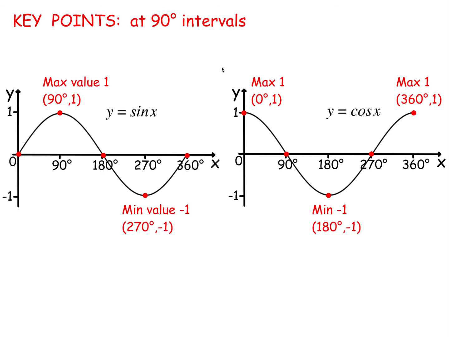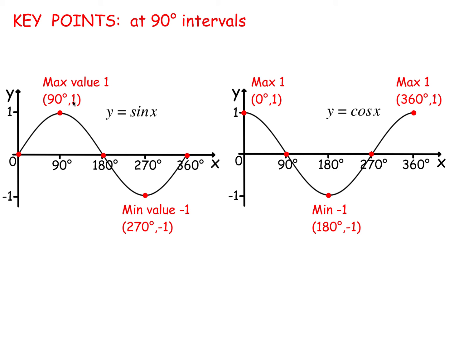when you use the graphs and when we manipulate the graphs, we need to know what happens to these red dots. These are the key positions. So the key points are at 90-degree intervals. Here in the sin x graph, it goes through 0, 0 here, 90 degrees, 1, 180 degrees, 0, 270 degrees, -1, 360 degrees, 0. You need to know this in particular: 90 degrees, 1 for the maximum, 270 degrees, -1 for the minimum.